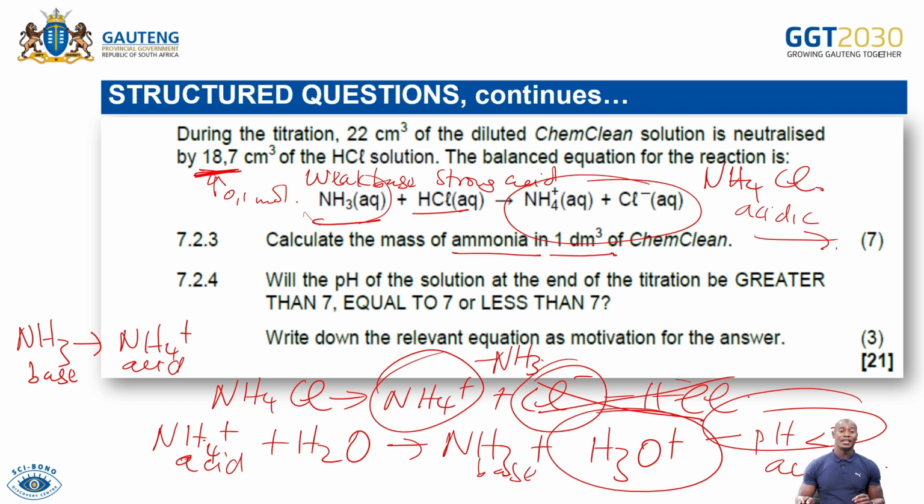So the relevant equation here, they are looking for the hydrolysis reaction. So hydrolysis, remember, is for ions from a weak base, or ions from a weak acid. So this ammonium ion is from a weak base, then there will be hydrolysis for that ion to produce ammonia plus hydronium ions. So the reaction shows that there's a high concentration of hydronium ions in that solution. Then it means that the pH will be less than 7. And if the pH is less than 7, therefore the solution should be acidic.